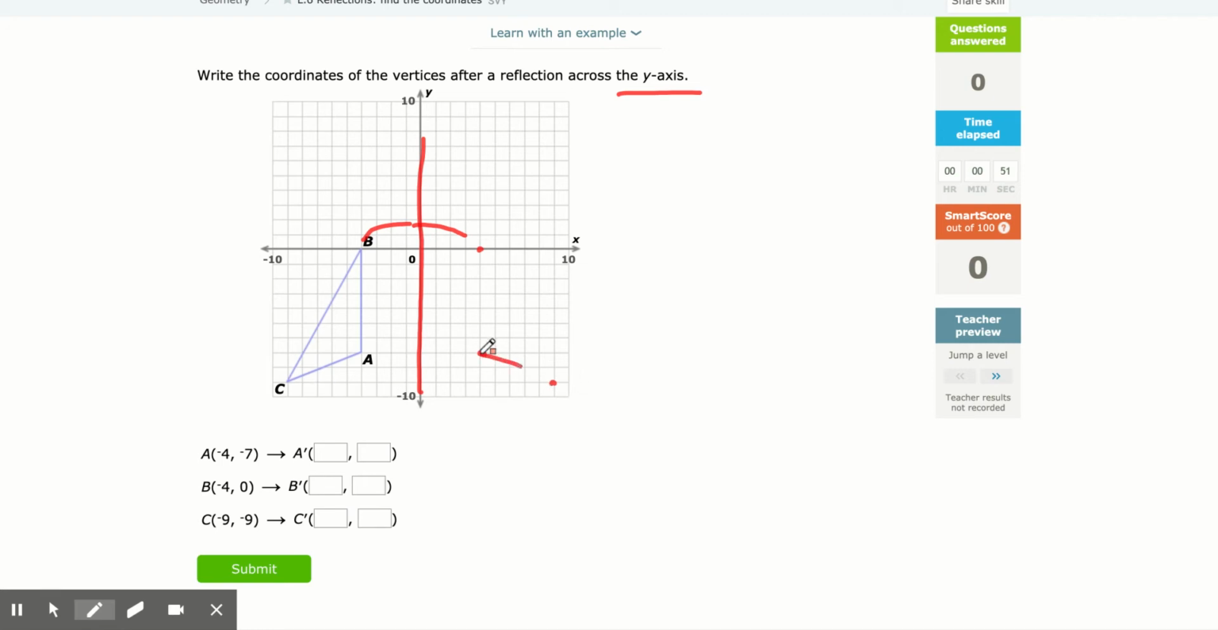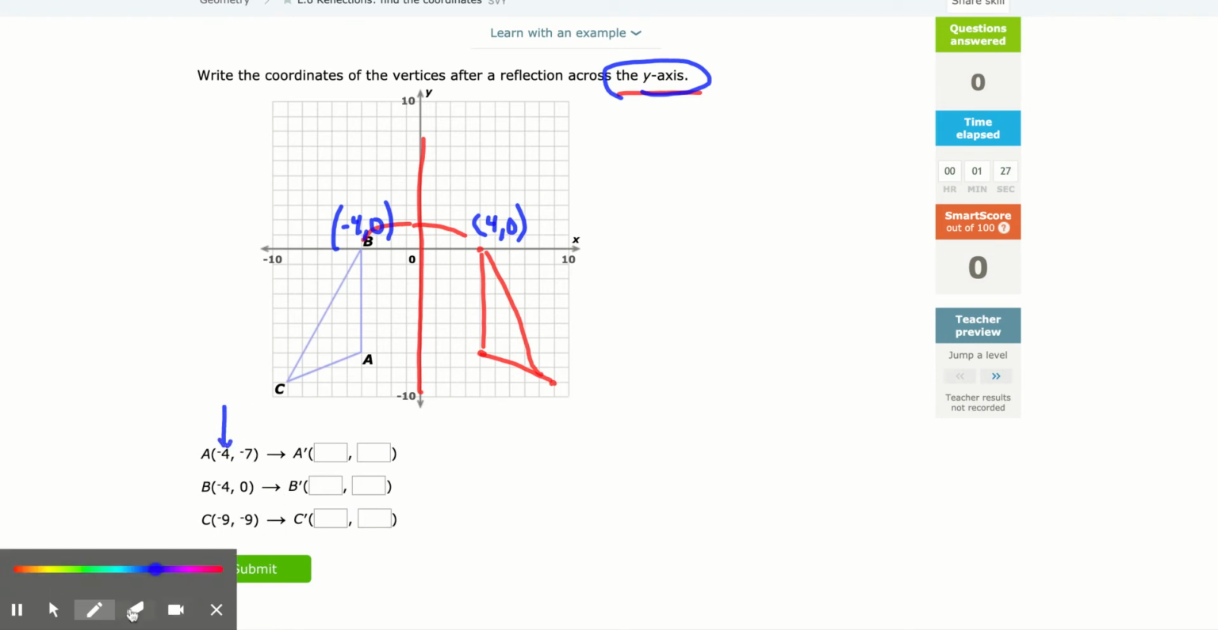But what I want to emphasize is you don't need to take the time to graph it like I'm doing. What you can realize is when you reflect across the y-axis, the x value of our points changes sign. So this point here that was at -4, 0 just changes to a +4 x value. The y value does not change. So when I look at these points down here, all I need to know is I need to take the x value and change its sign. I don't do anything to the y value.